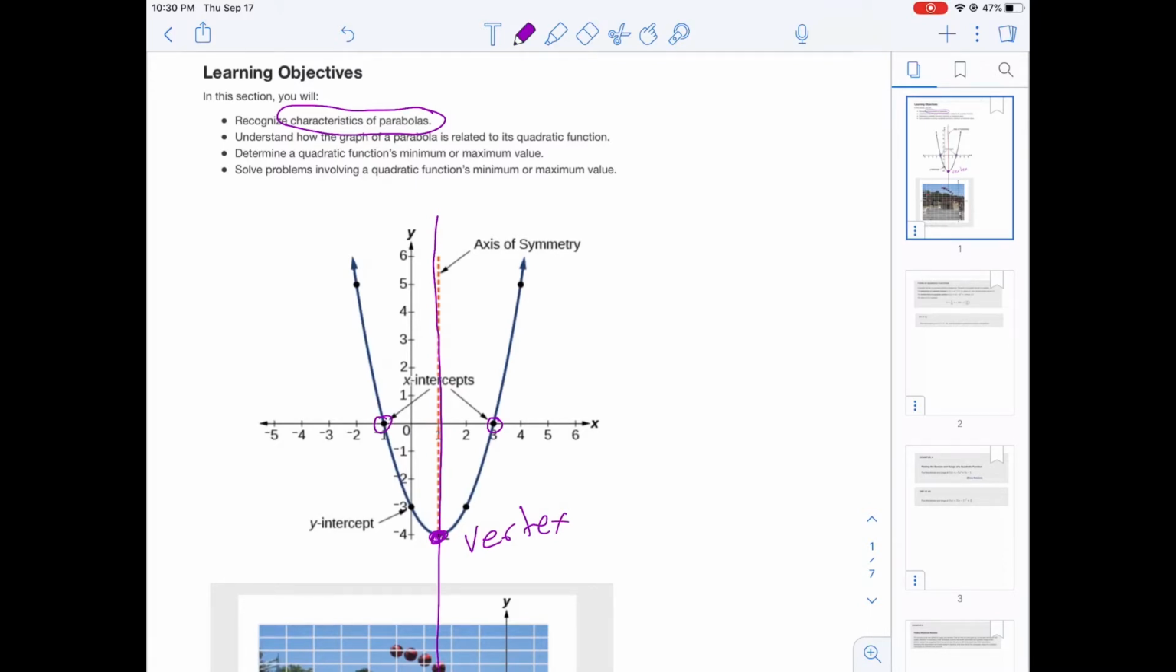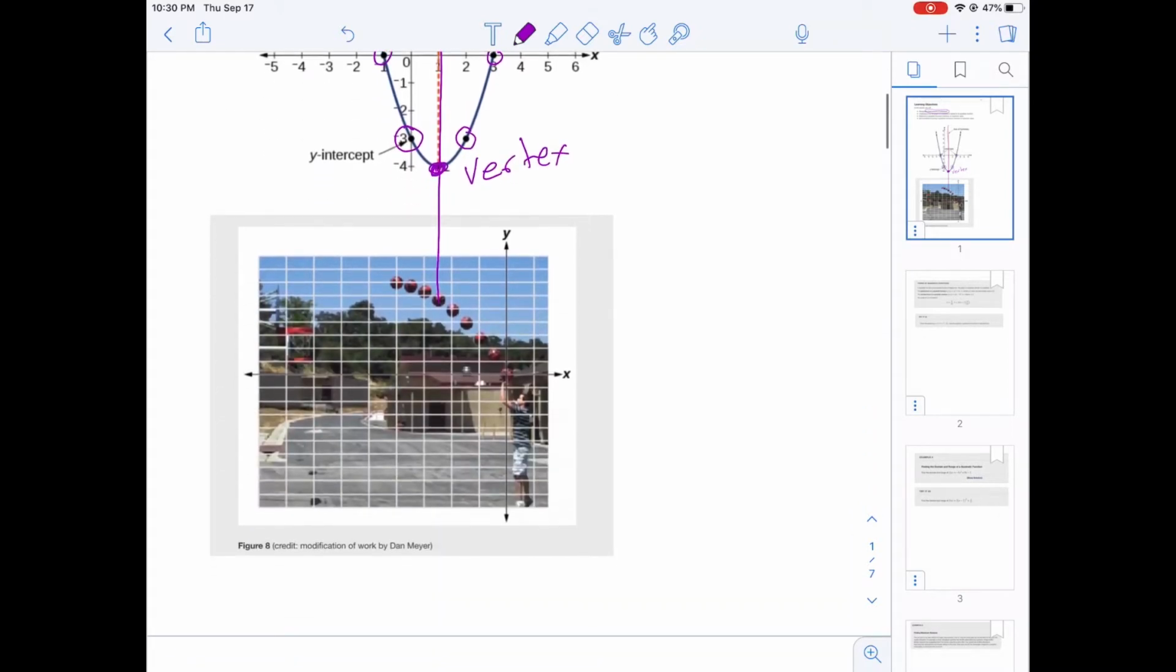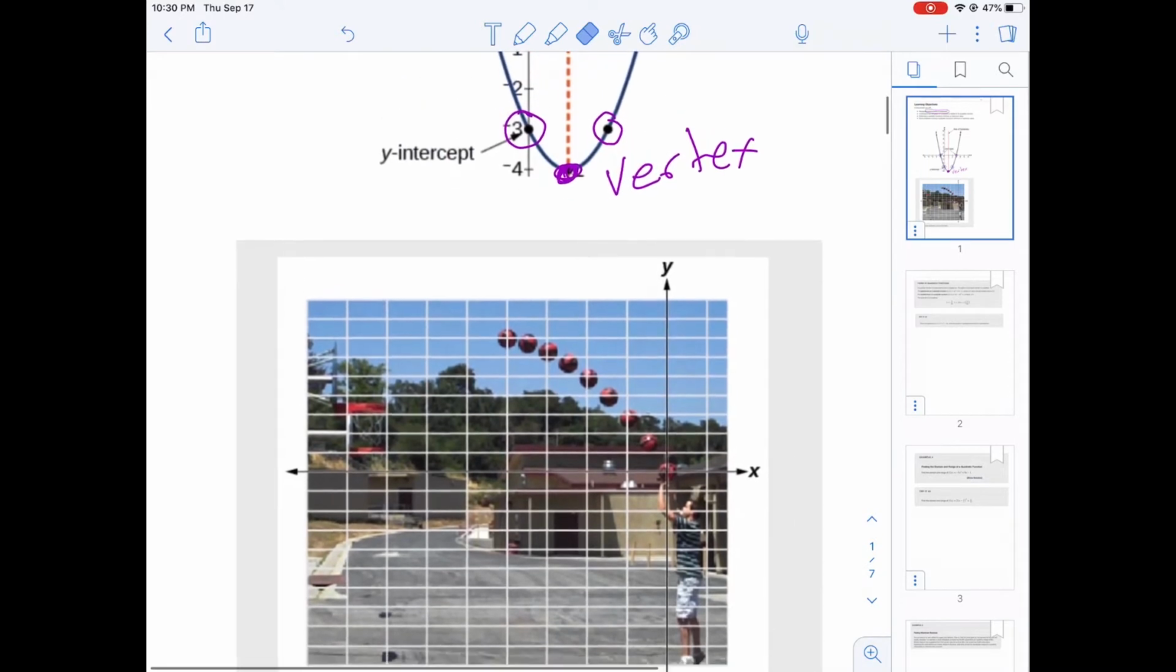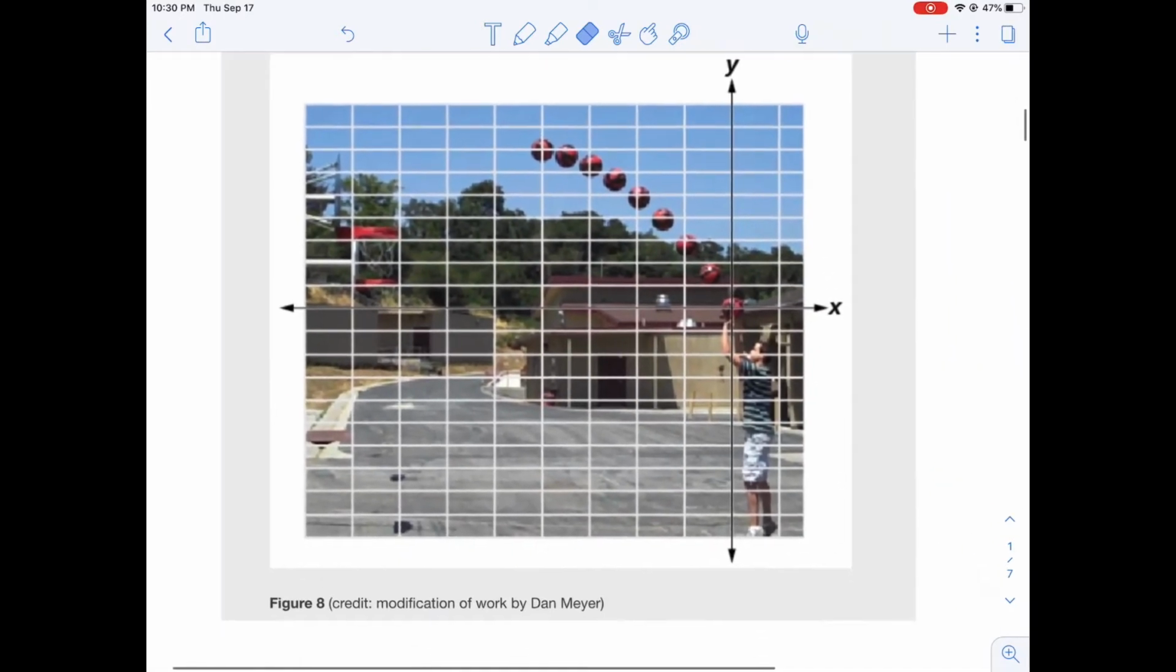So if you know that the point here, 1 unit to the left of the vertex, has a y value of -3, then 1 unit to the right of the vertex will also have a y value of -3. So there's a lot of symmetries involved, and we'll talk about these. And so those ideas, here's a picture they have in the textbook.